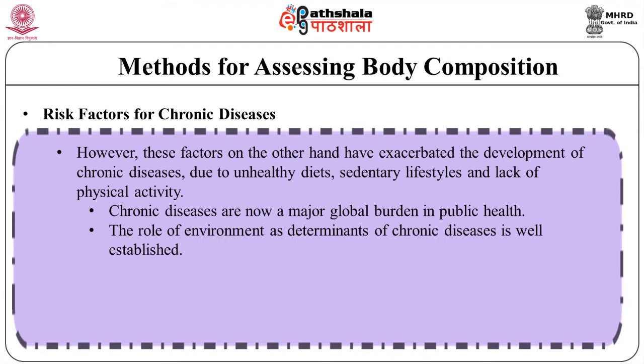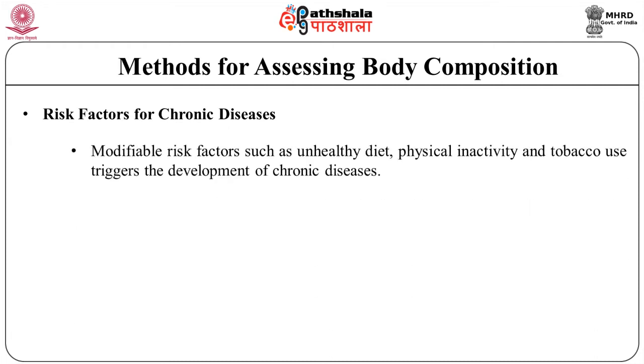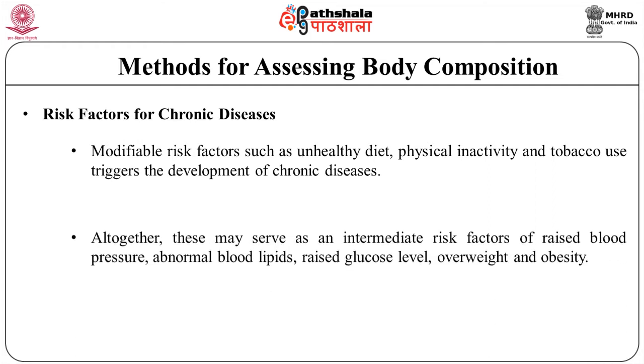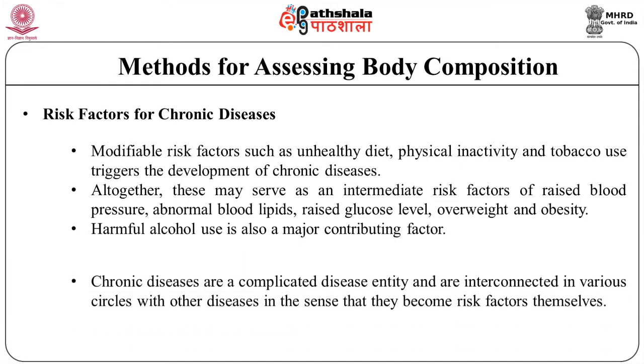The role of environment as a determinant of chronic disease is well established. Environmental factors, in association with social factors such as socioeconomic status, form a chain of events that influence behavior, leading to the development of biological risk factors that cause chronic diseases. Modifiable risk factors such as unhealthy diet, physical inactivity, and tobacco use trigger the development of chronic diseases. Altogether, these may serve as intermediate risk factors of raised blood pressure, abnormal blood lipids, raised glucose level, overweight and obesity. Harmful alcohol use is also a major contributing factor.